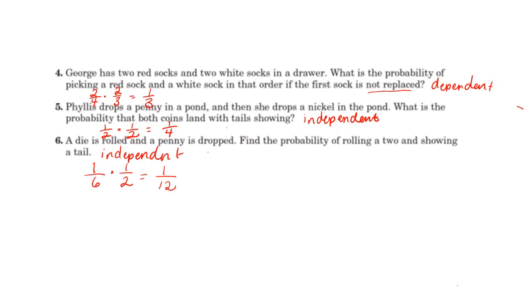So dependent events, the first event affects the second. Independent, then, let me say that again. Independent means the first event doesn't affect the second, but with dependent events, I do something with the first event and it affects something with the second.